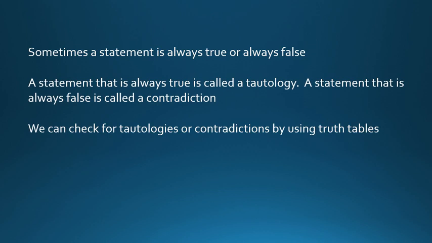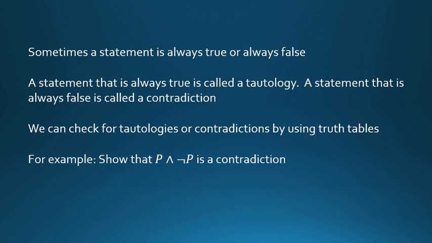And we check for tautologies or contradictions by using truth tables. If in that final column where we have the truth values for the given logical form, every value in that column is a T, then you have a tautology. If every truth value in that final column is an F, then you have a contradiction.